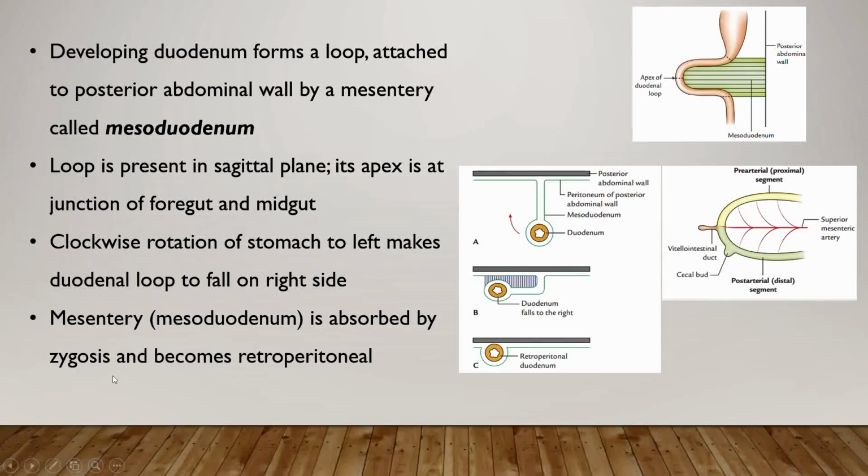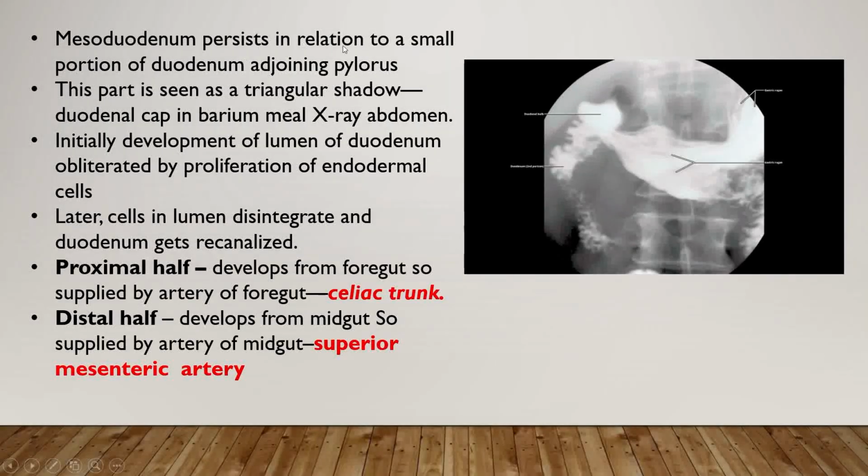The mesoduodenum is absorbed by process of zygosis and duodenum becomes retroperitoneal. Mesoduodenum persists in relation to a small portion of duodenum adjoining the pylorus. So the initial part of the duodenum belonging to the first part, first 2 cm of the duodenum, which is adjoining to pylorus, it has its mesoduodenum. This part is seen in X-ray as a triangular shadow, and this is known as duodenal cap in barium meal study.